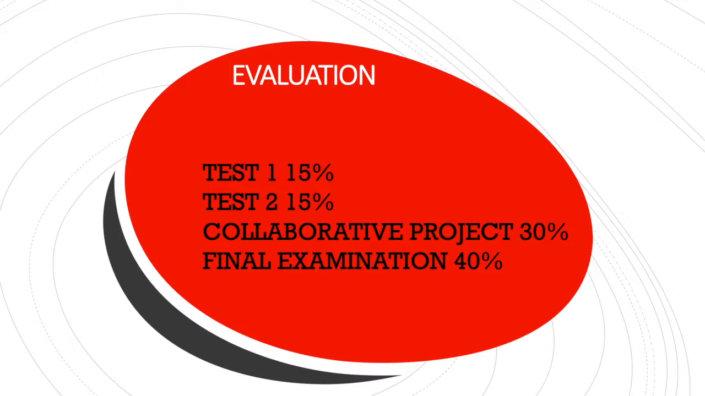So the total evaluation is 100%. There will be test 1 and test 2, which carry 15%, as well as the collaborative project, which is 30%, and the final examination, which carries 40%. I'm going to explain in detail about the collaborative project after this.